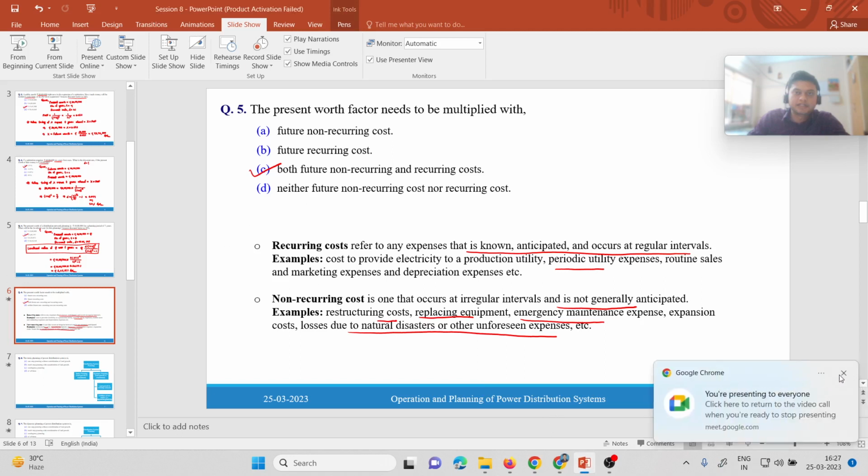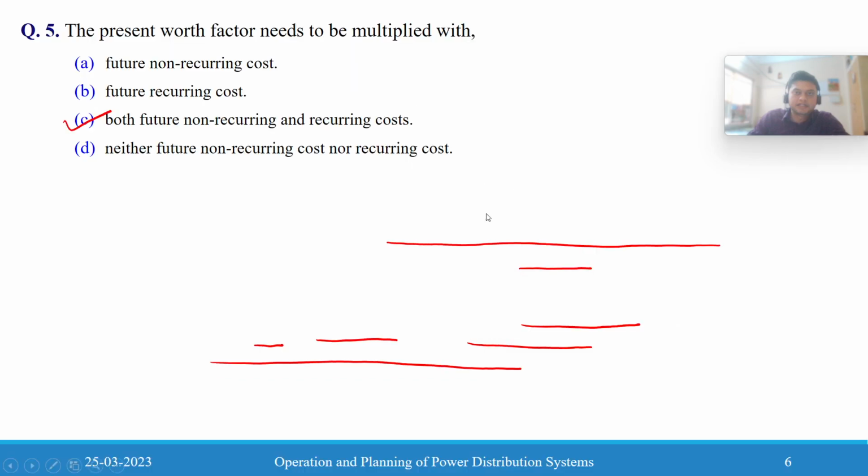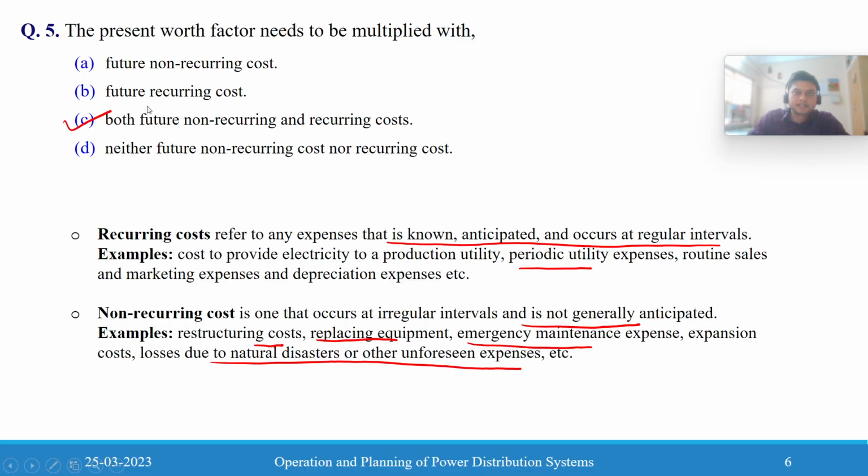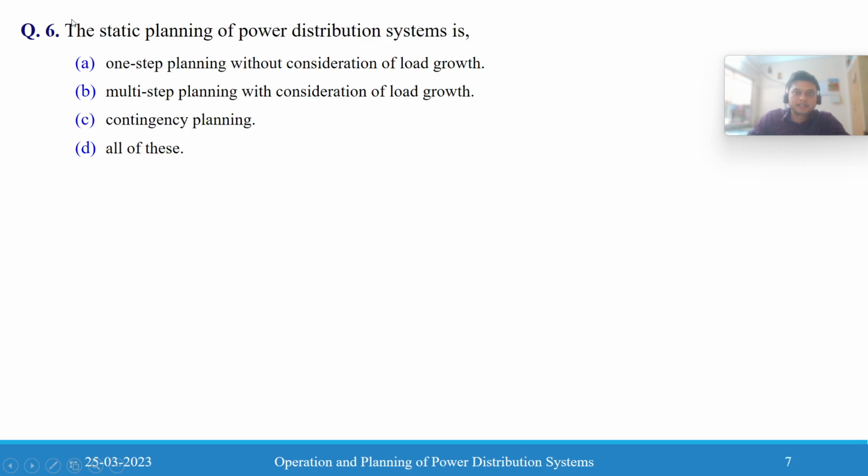So the present worth factor needs to be multiplied with both the future non-recurring and recurring costs to get the present values. So C is the correct answer. Let us see the next problem. This is a very simple one.